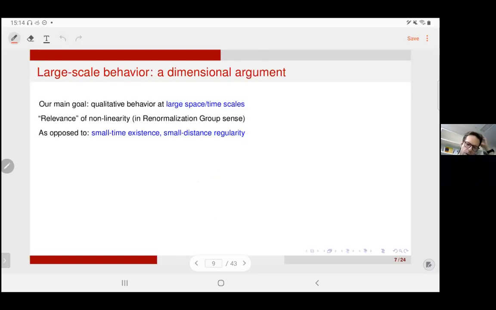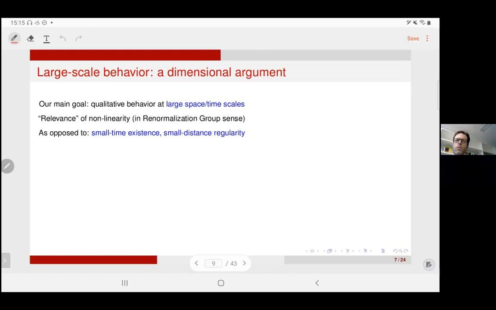Okay, so the goal we would like to explore is to understand how this equation or some growth models behave asymptotically on large scales, large meaning both in space and time. Especially, what we are interested in is whether the nonlinear term in the equation, which is what makes the equation difficult, is relevant or not in a renormalization group sense. In the sense that if this term were not there, then the equation is exactly solvable. Its scaling limit is known. I will discuss it in a moment.